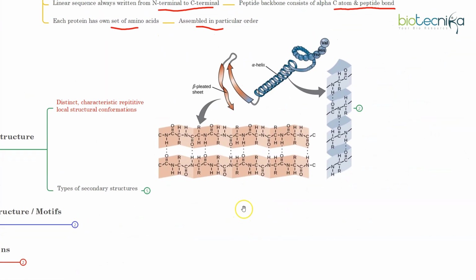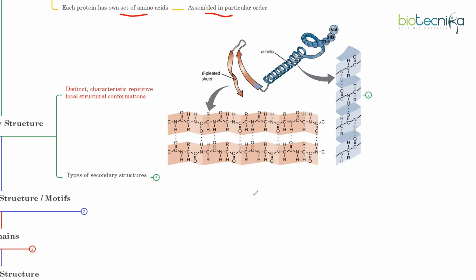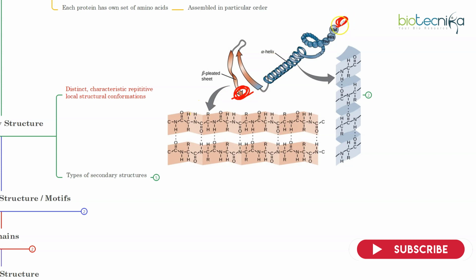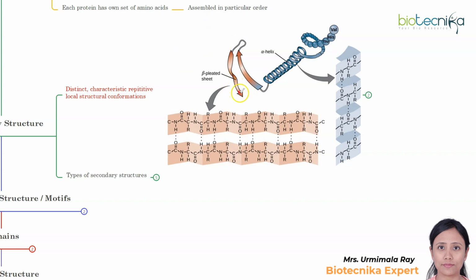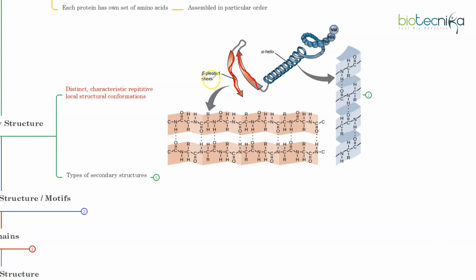Now secondary structures are distinct, repetitive, local structural conformations. Local structural means what? Let's say your polypeptide chain started from here, and let's say your polypeptide chain is continuing till here. Now you can see this part, which is a continuous part. From here to here, you can see that there is a particular shape assumed by the peptide backbone, in which they appear like a twisted, pleated sheet. This type is characteristic and repetitive.